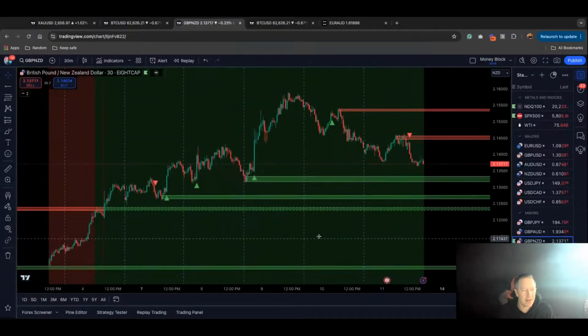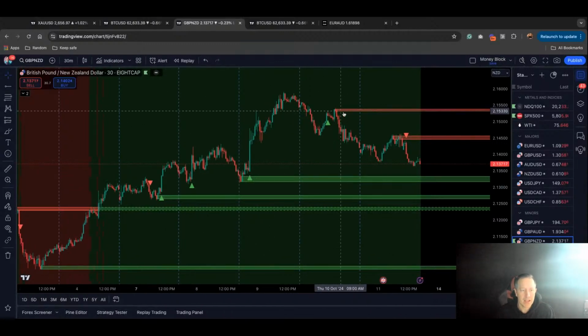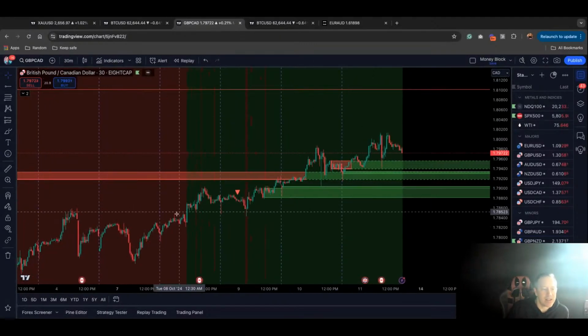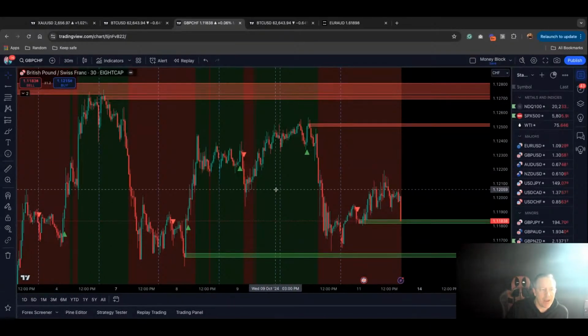GBP NZD, same thing. Last Monday, a buy opportunity showed up. These order blocks are being created. Sell opportunities are counter sells because the overall trend is green. GBP CAD, same thing, a little bit of consolidation, nothing really worth mentioning. GBP CHF, same thing, got a candy cane background. Stay away from that until we get a solid color for multiple days.